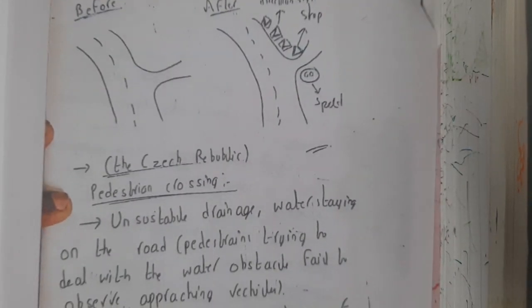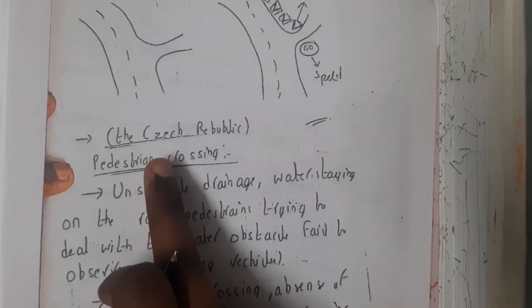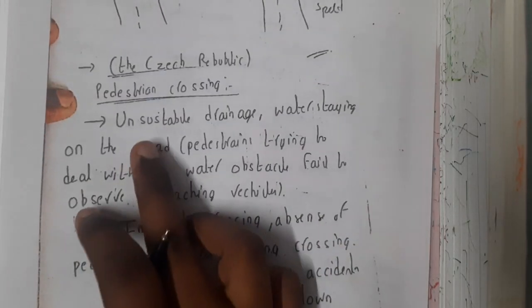The next is the pedestrian crossing. This is an example, you can say the Republic. Now let us continue.